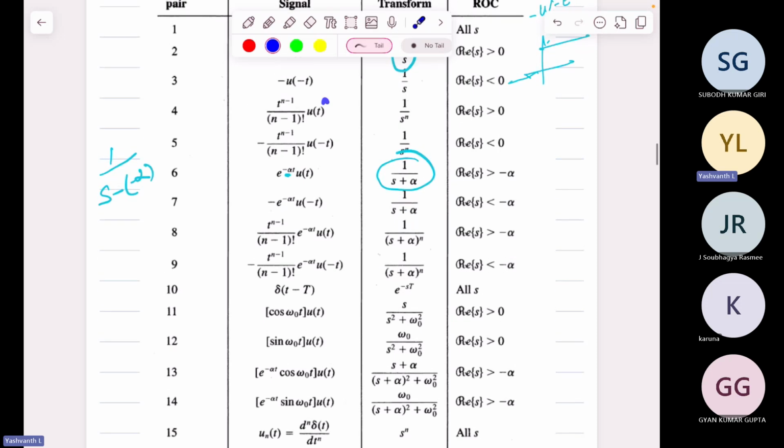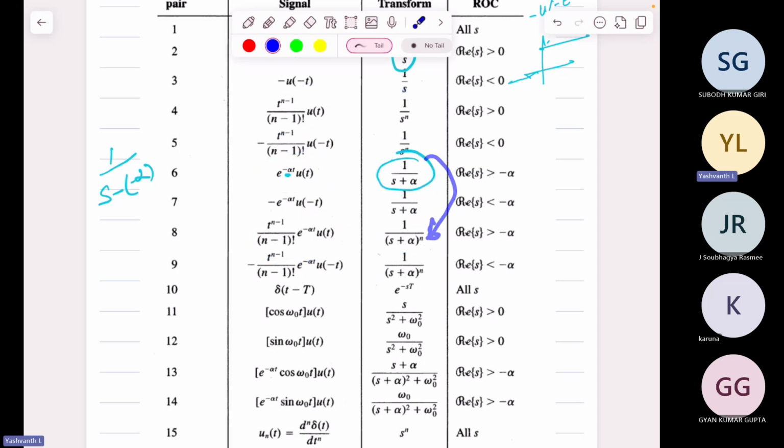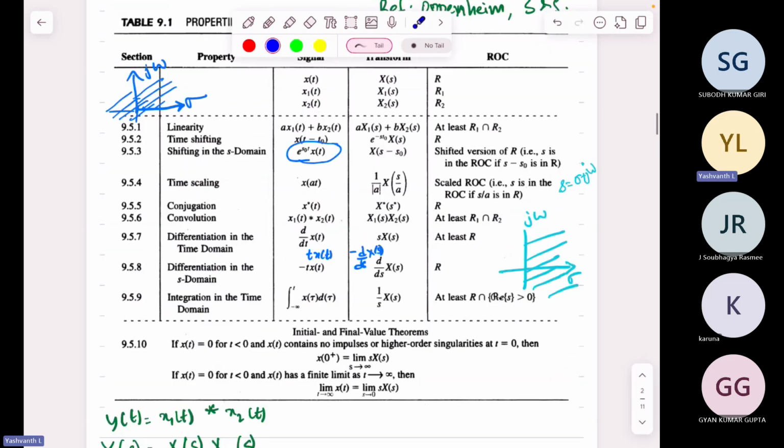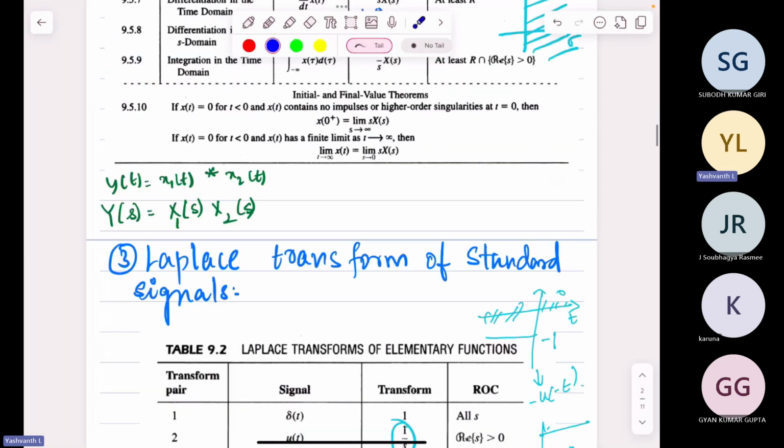Similarly, now combine these 4 and 6. That is equation 8. Basically what it says, you combine 1 by s power n and 1 by s plus alpha, that becomes 1 by s plus alpha whole power n. So how to do this? Just use properties. What did we do? We just multiplied by e power minus alpha t. So what will happen? There will be a shift in the s domain. Why? Go back to the properties. Whenever you multiply by e power s naught t, you will have a shift in the Laplace domain. Exactly that's what happened here.